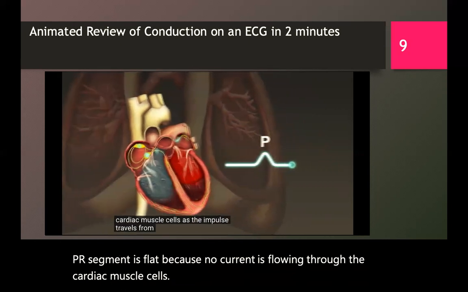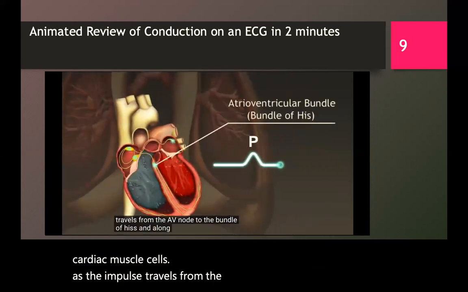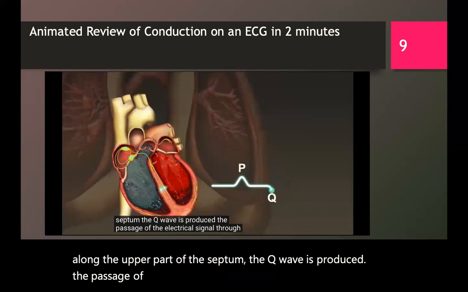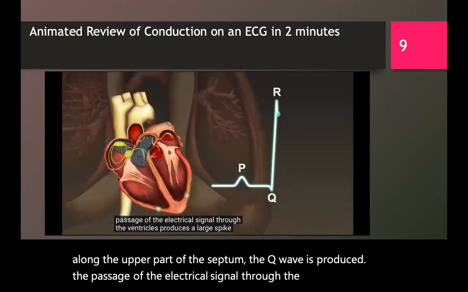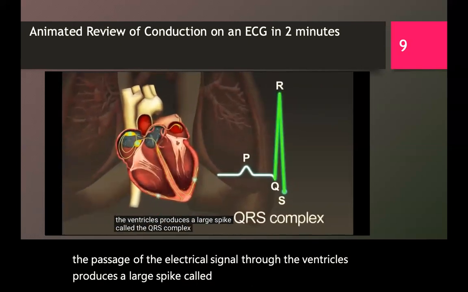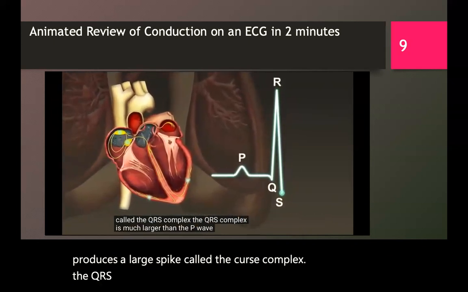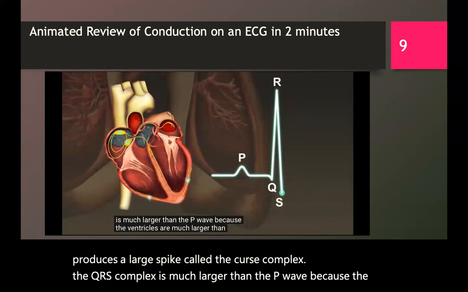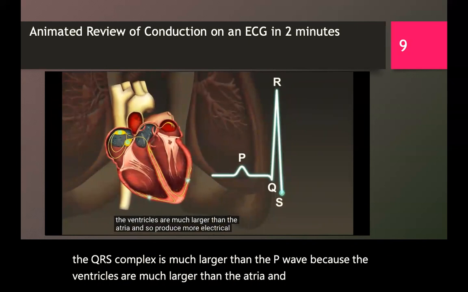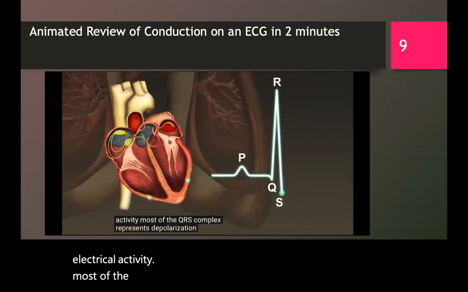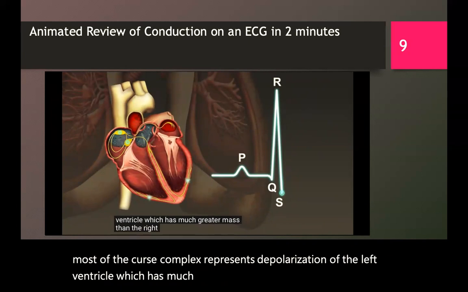As the impulse travels from the AV node to the bundle of His and along the upper part of the septum, the Q wave is produced. The passage of the electrical signal through the ventricles produces a large spike called the QRS complex. The QRS complex is much larger than the P wave because the ventricles are much larger than the atria and so produce more electrical activity. Most of the QRS complex represents depolarization of the left ventricle, which has much greater mass than the right.